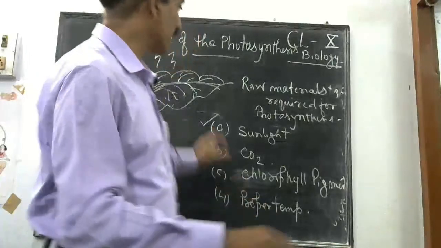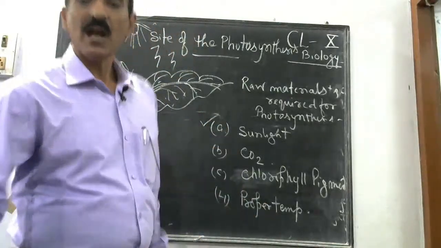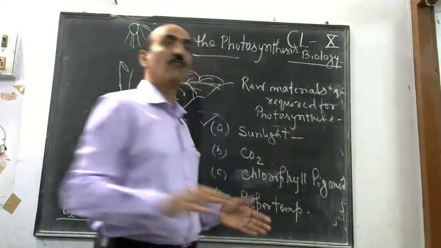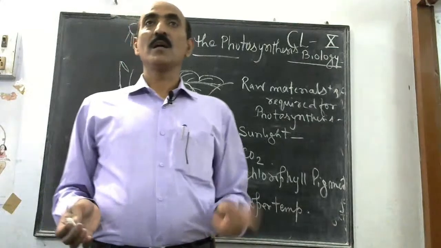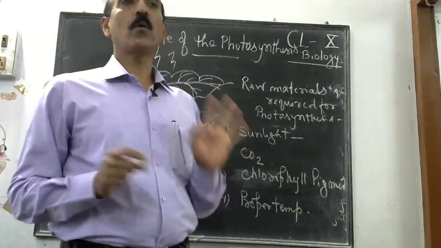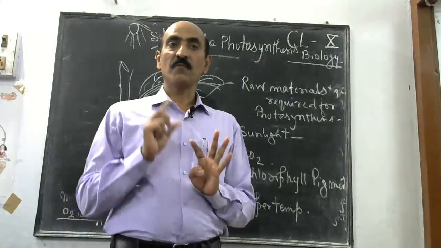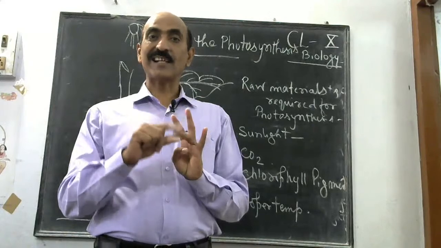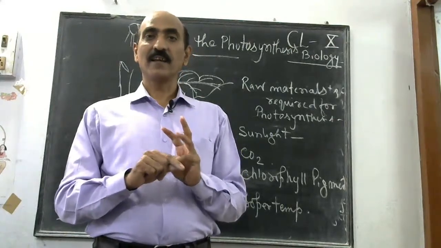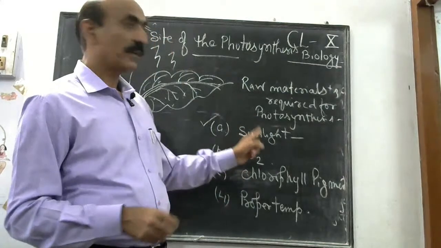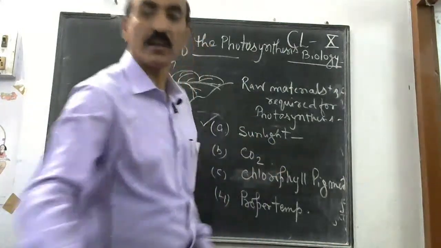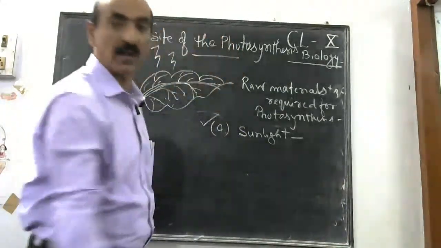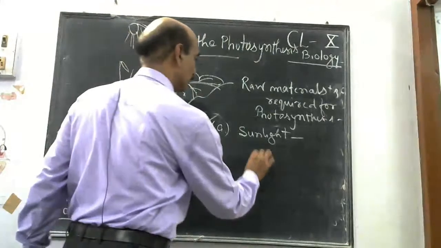Okay. Now something more about the sunlight. In sunlight, there are different rays. Actually, sunlight is a collection of four important rays. Among them, the first one is called visible ray, then infrared, X-rays, and gamma rays. Among all these rays, the visible ray is the most important ray that is utilized by plants. Visible ray.